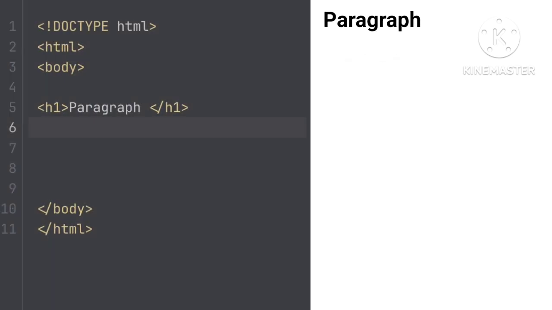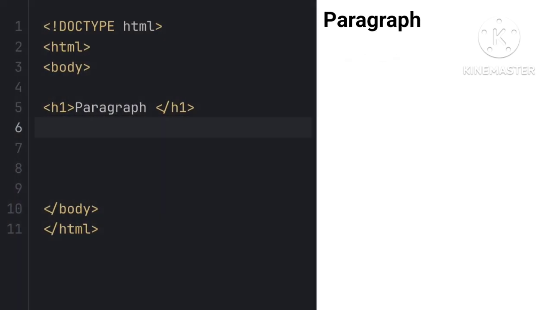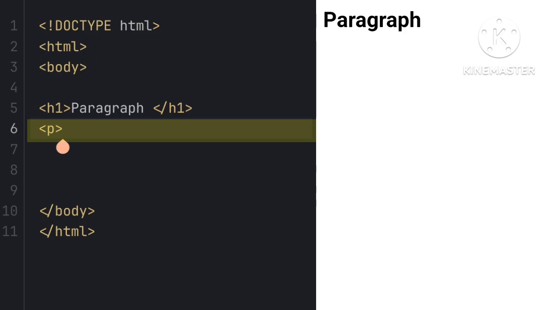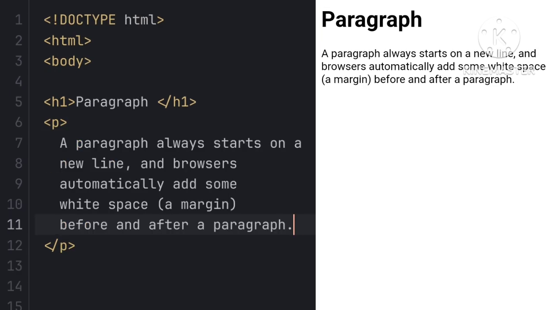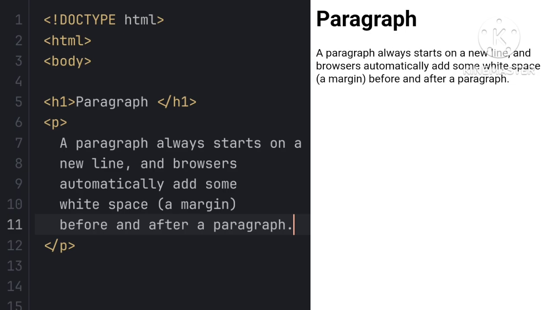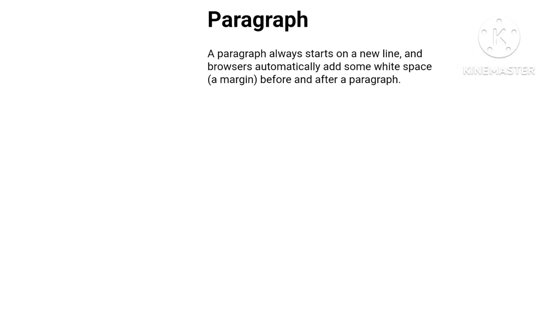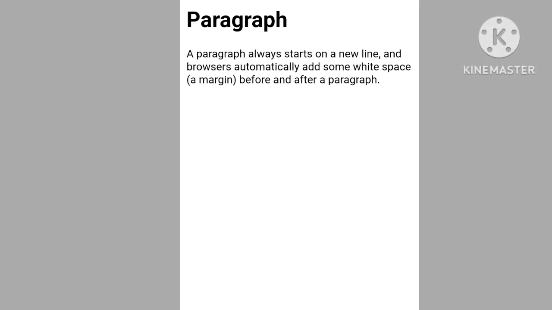With headings done, we are now going to type a paragraph. The P element defines a paragraph. It has a start tag, P, and an end tag. Inside this, we type our paragraph. A paragraph always starts on a new line, and browsers automatically add some white space, a margin before and after a paragraph. Let's write another paragraph.